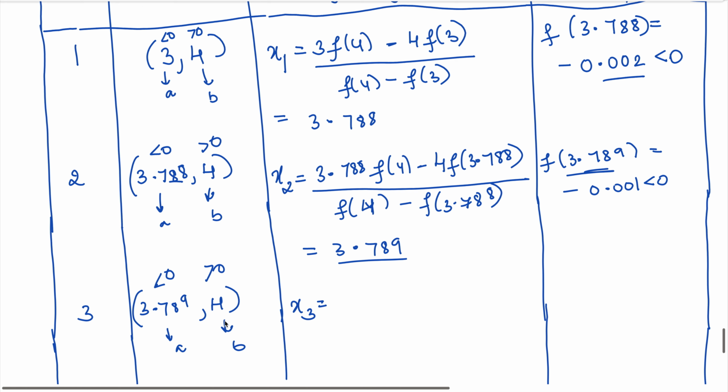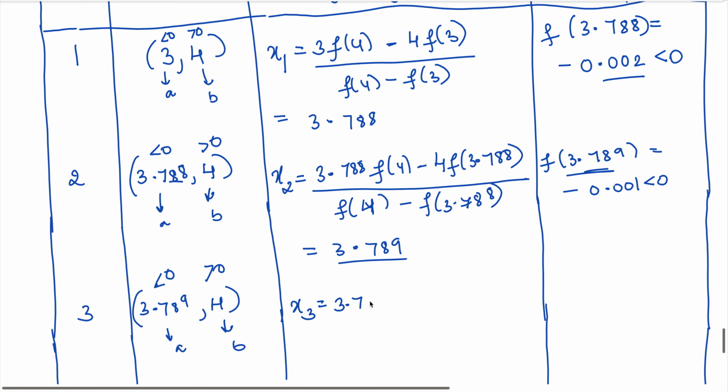Now what does this new interval mean? Previously we knew that the root is between 3 and 4. Later we shrunk the interval and came to know that the root is between 3.788 and 4. Further we shrunk it and now we know that the root is between 3.789 and 4. Now let's find out x3.